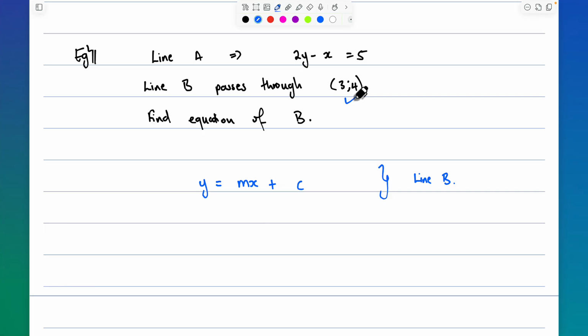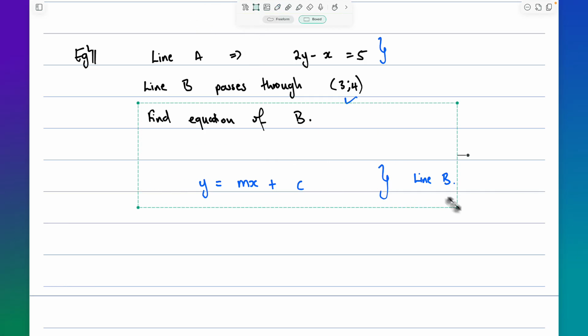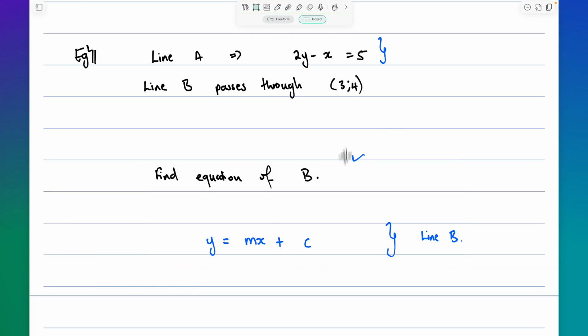We can calculate the gradient by looking at line A because, oh sorry, I forgot to say lines A and B are parallel. So let's just put that piece of information somewhere. I'm busy rushing. Let's take this back there. And then we're going to say lines A and B are parallel.